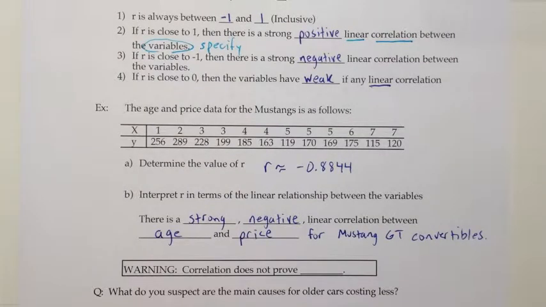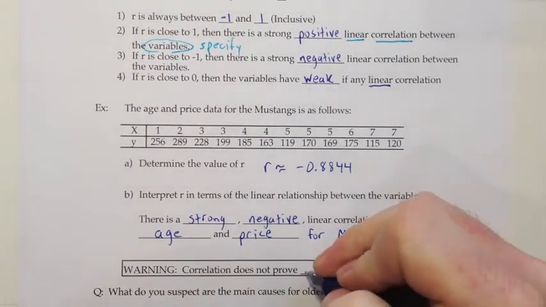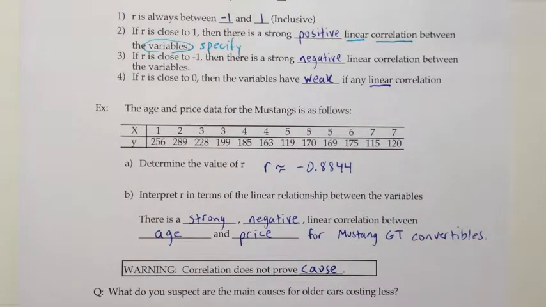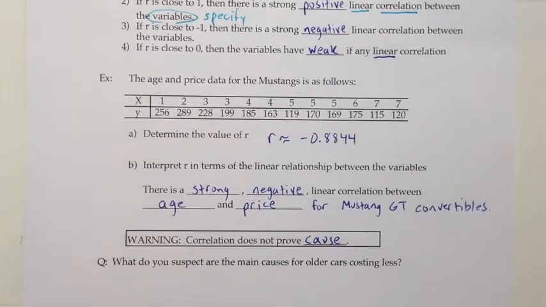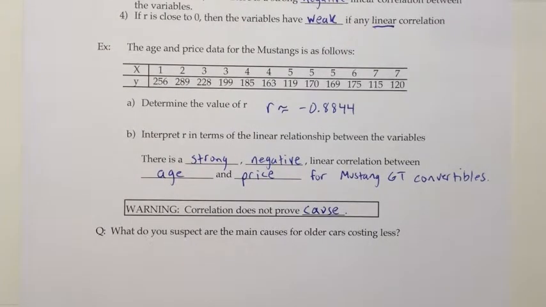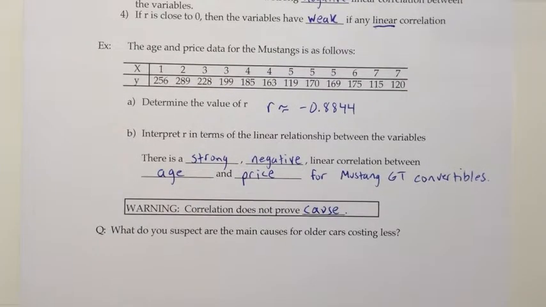Another thing to keep in mind when you're talking about the linear correlation coefficient is that correlation does not prove cause. So even if there's a strong linear correlation between age and price for Mustang GT convertibles, that doesn't mean that the age itself is the cause for the Mustangs getting less expensive. It could be a factor. It could even be the main factor. It could even be a cause. But when you're doing an observational study and you get a strong correlation, you can only say that they're connected, they're correlated. You can't necessarily say one is causing the other.